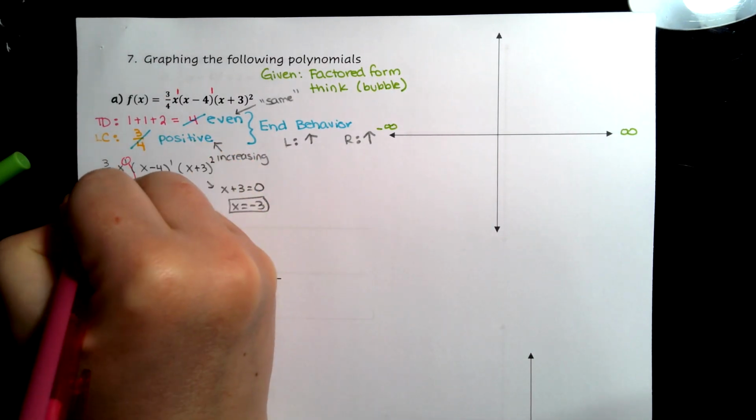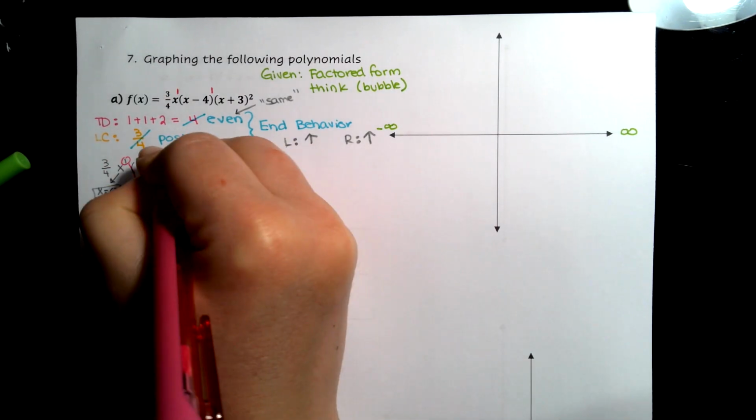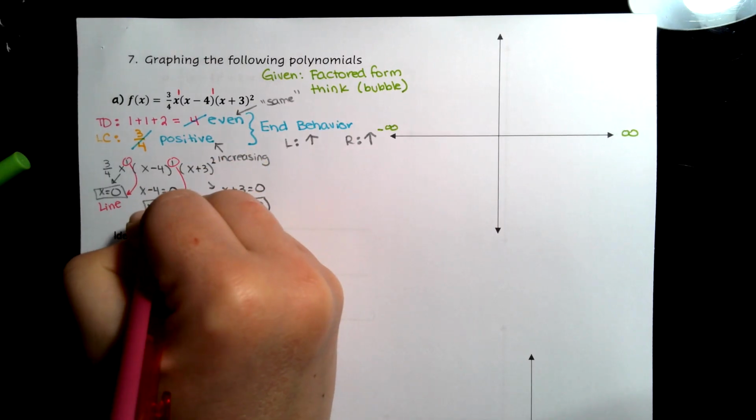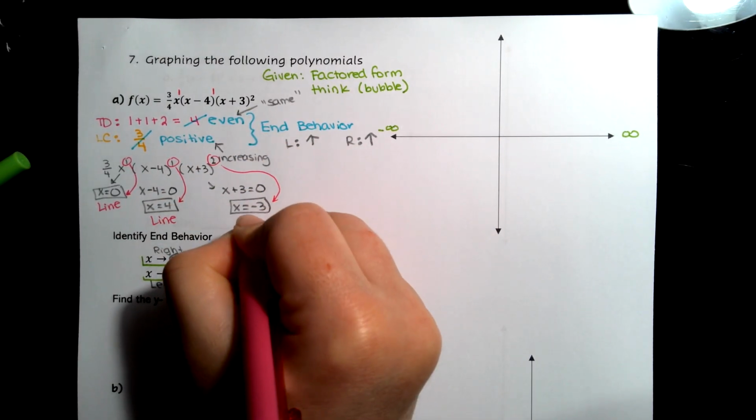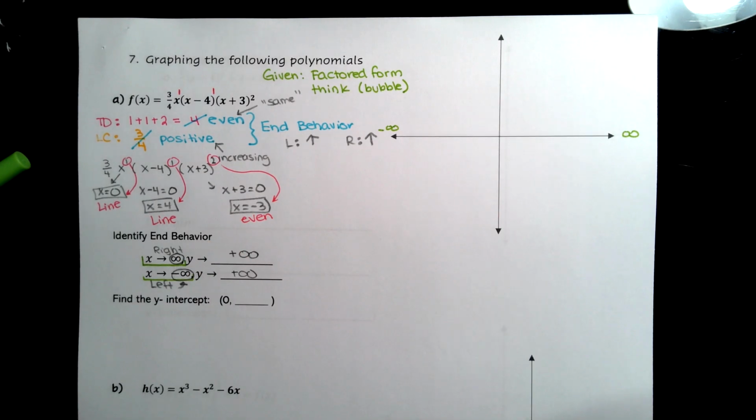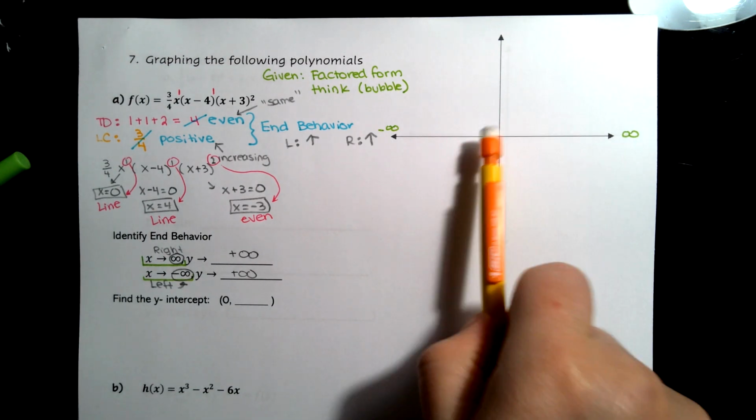Then we're going to take a look at the exponent, and the exponent is going to tell us the behavior at each zero. So this is going to be linear, a line. This is going to be linear, a line. This is going to be even. So it's going to be kind of like a parabola. We're not going to go through the x-axis, we're going to just give it a quick little kiss and then turn around and go back up.